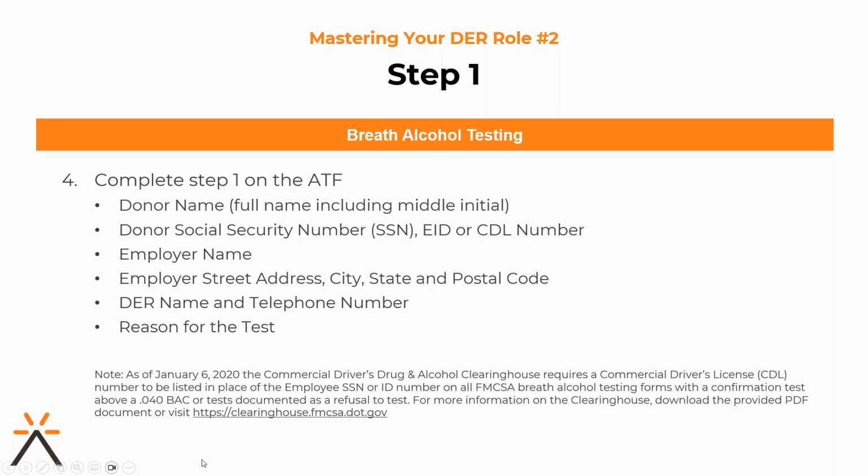Additionally, reason for test should be on the form. One thing that differentiates this form versus a chain of custody is it also has the regulatory mode. So an alcohol testing form doesn't have, say, DOT or FTA on it. It simply says just the reason for test. If you do want to notate the mode, you can write that in the remarks.